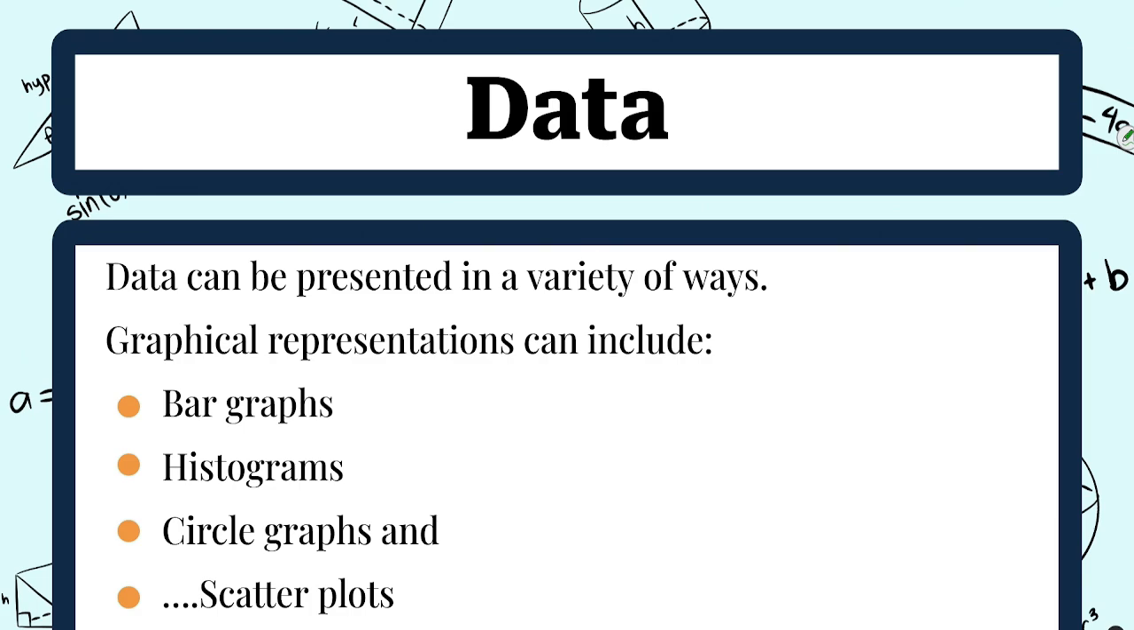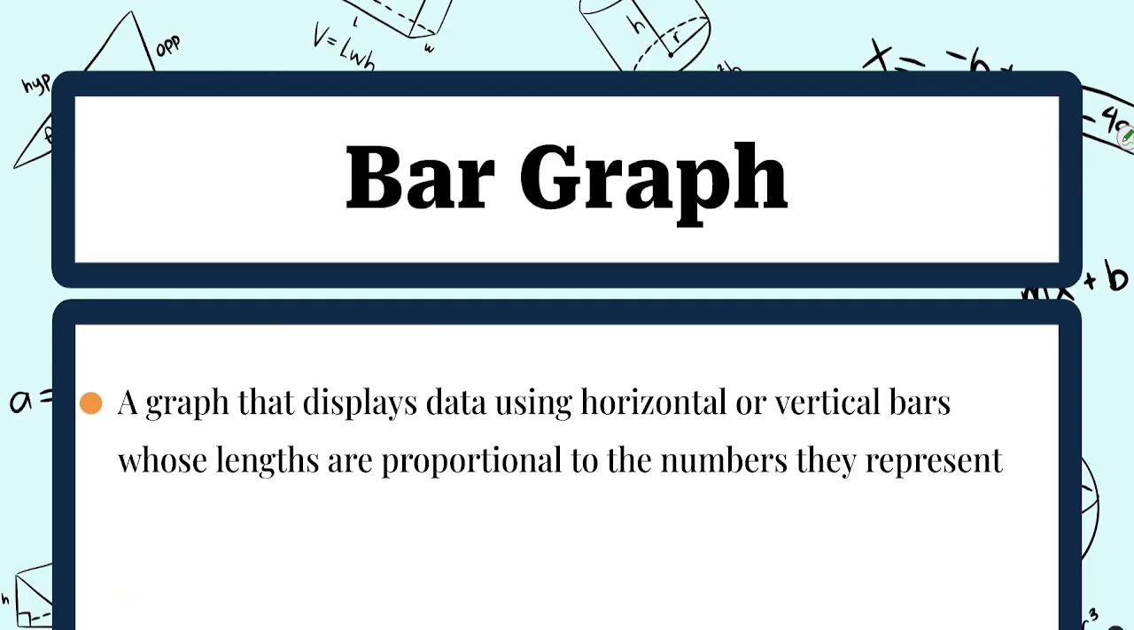Jumping into today's lesson, we are going to need to be able to understand data and what that looks like. It's important to note that data can be presented in a variety of ways. You can present data graphically. Graphical representations can include a bar graph, a histogram, a circle graph, and, drum roll please, scatter plots, which is what we're looking at today.